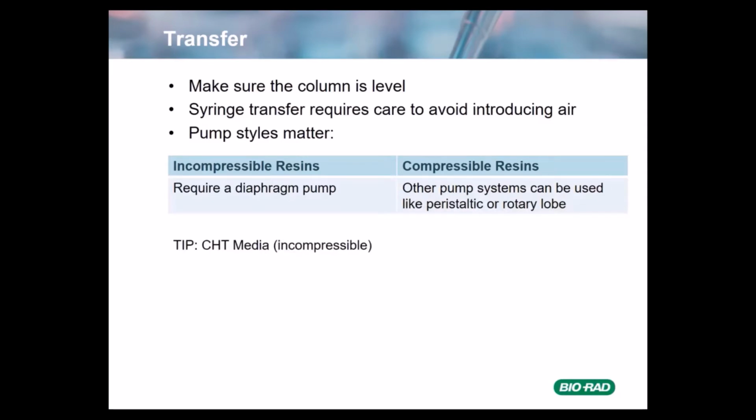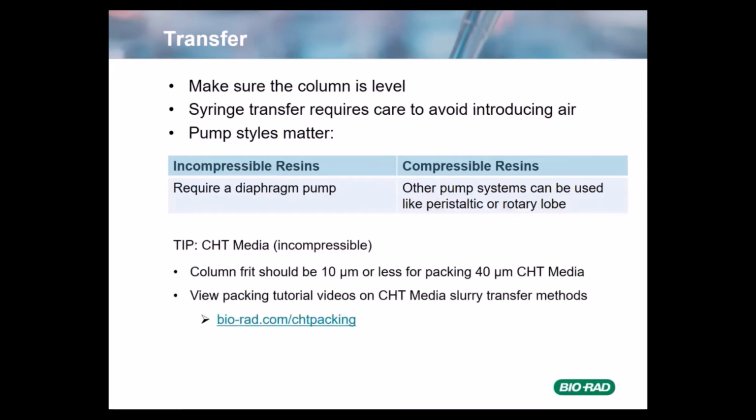Now just a word about CHT. If you're using 40 micron CHT media, you want to make sure that the frit should be 10 microns or less. You can also view packing tutorials on CHT slurry transfer methods at biorad.com/CHT packing.